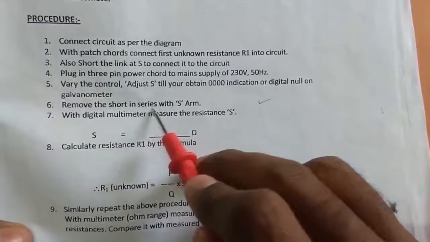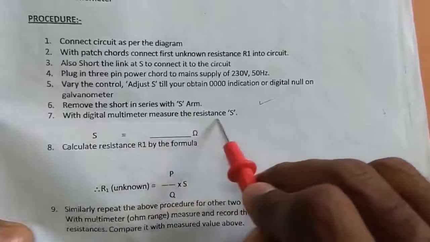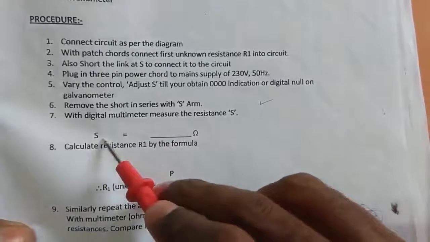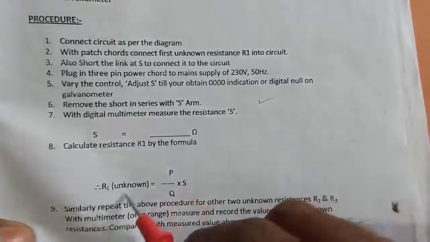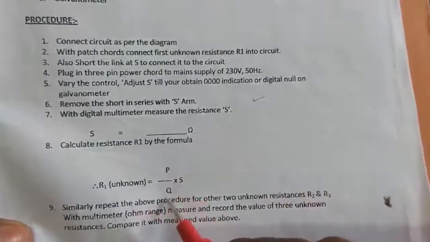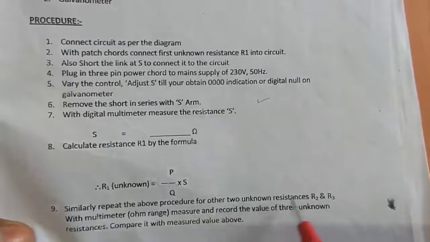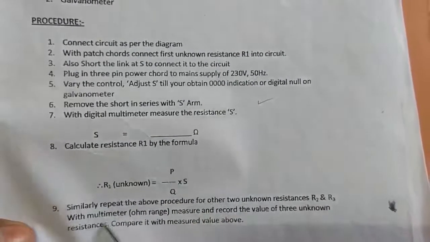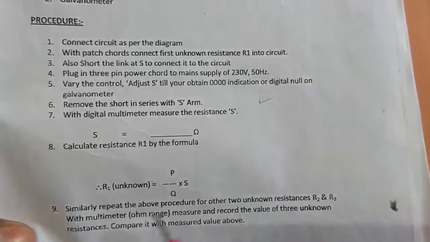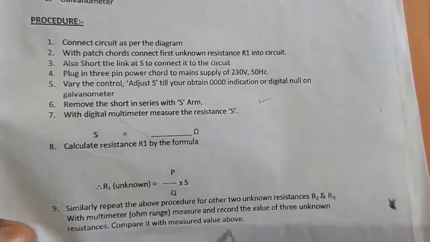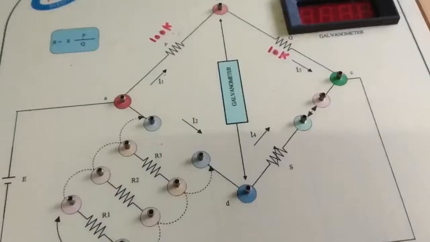Remove the short in series with the S arm. With the digital multimeter, measure the resistance S and note it down. Calculate the resistance R1 by the formula. You will get the unknown resistance. Similarly, we can repeat the above procedure for the other two unknown resistances R2 and R3. With the multimeter on the ohm range, measure and record the value of the three unknown resistances. Compare it with the measured value. Now we will start the connection.